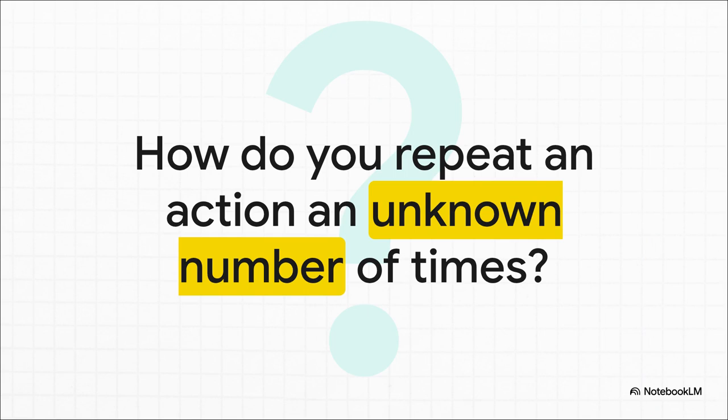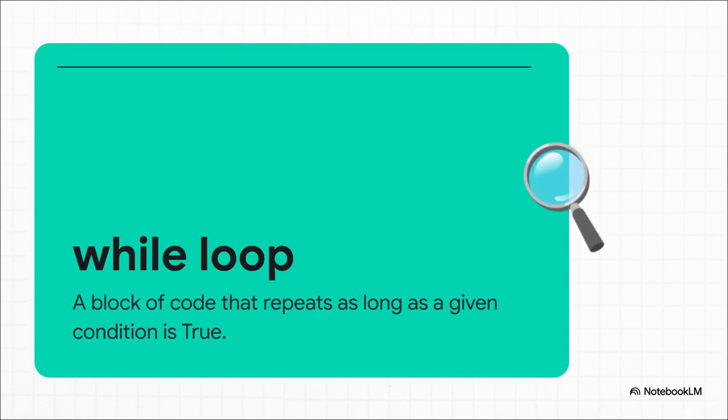Picture this. You need to keep asking a user for input, or maybe you're running a simulation that stops when something happens. The key is you don't know ahead of time if it needs to run 5 times or 500. So how do you handle that kind of unknown? Well, the answer is actually pretty slick, the while loop.